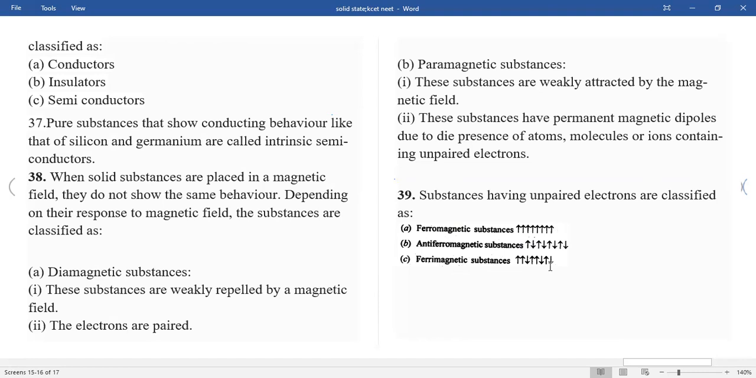So this is some information regarding the solid state. Whatever points you have learned till now while studying the solid state, you can add on these points within a short time. You can complete more information. So this is about the solid state.